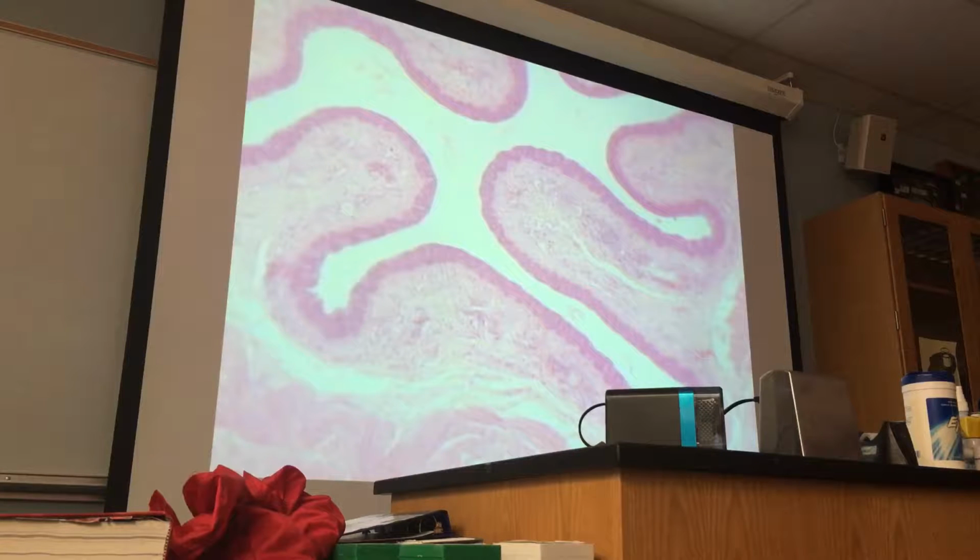Okay? So here you see this stratified squamous epithelium, and the variety is non-keratinized, no dead cell layers. Like on the epidermis, there is the stratum corneum that you already studied. That is keratinized stratified squamous epithelium. Here it is non-keratinized. Now this magnification is very low, all right?